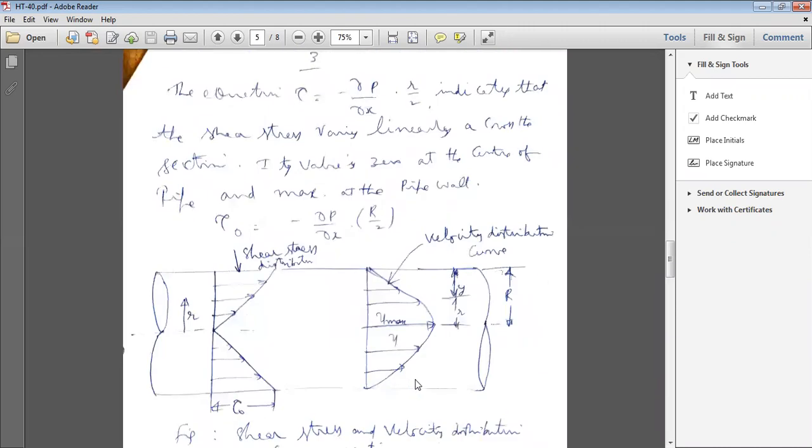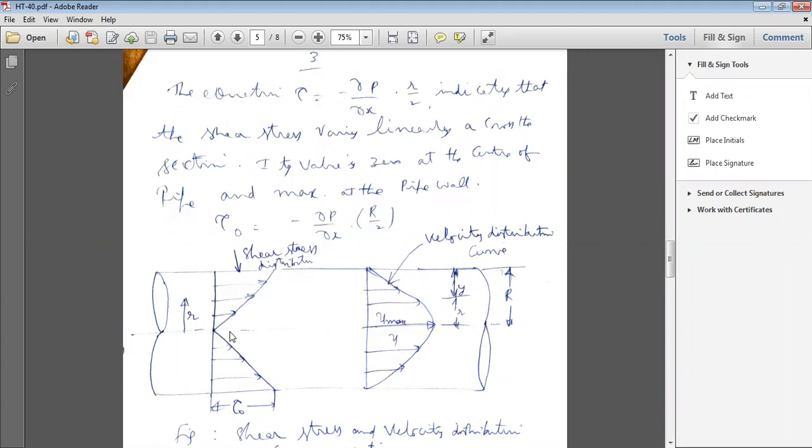Now, the equation tau is equal to minus dou P by dou x into r by 2. That is, shear stress is equal to minus dou P by dou x, the pressure gradient, into small r by 2, the radius of the fluid element. This indicates that the shear stress varies linearly, because this is a linear equation. This shear stress distribution, like the velocity distribution, varies linearly across the section.